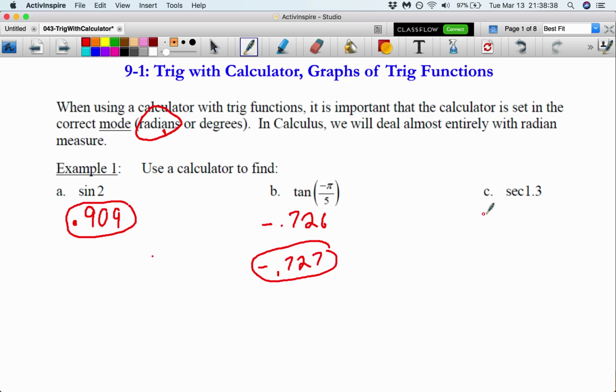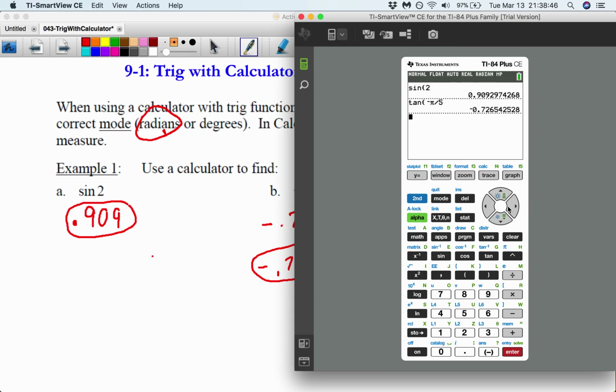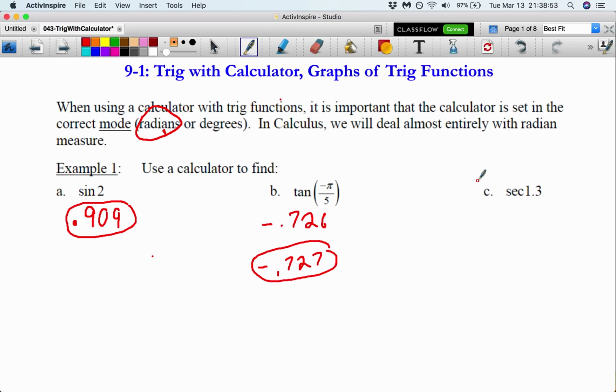Secant 1.3. Now this is the only hard one, quote unquote. Secant is not one of the buttons on your calculator. Nowhere to be found. It is not cosine inverse. I want you to know that. I need you to know that. You need to write it as one of the basic functions. It's very confusing, but secant is not cosine inverse.